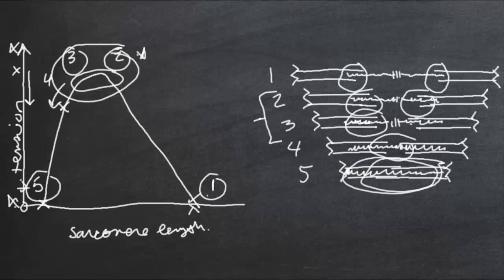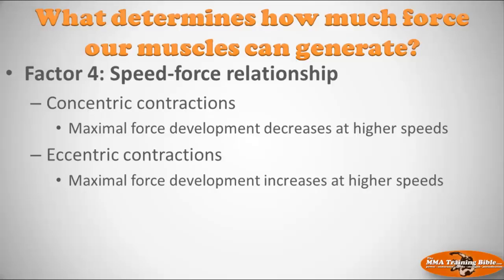Okay, let's talk about the last factor here. And the last factor is factor number 4. It's the speed-force relationship. I mentioned before that when we're talking about this factor, you've got to have a good understanding of what a concentric and an eccentric muscle contraction is.